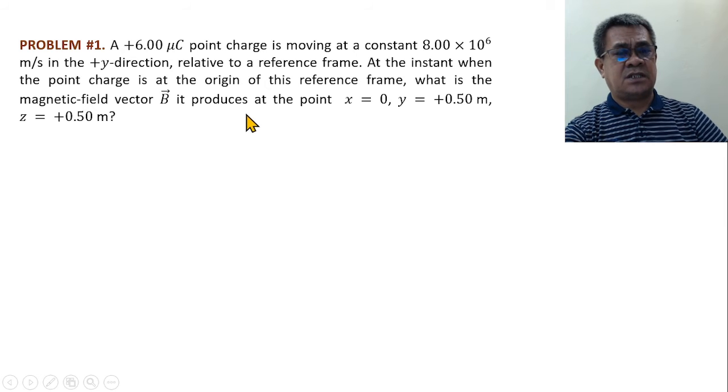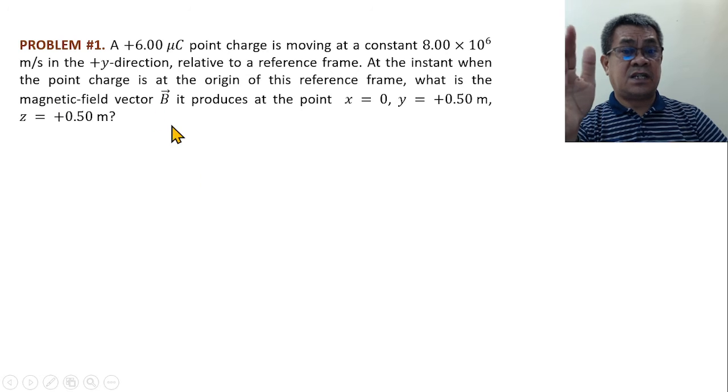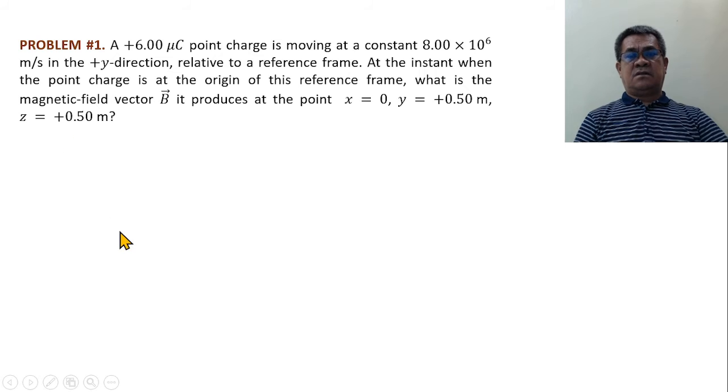It produces at different points, meaning the magnetic field is at the point x is 0, y is 0.5, and z is 0.5 meters. So the question is, how much magnetic field B is produced by the moving charge with this given information, position vector? Okay, so that's it, no?